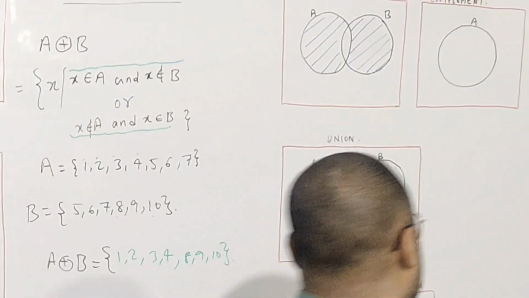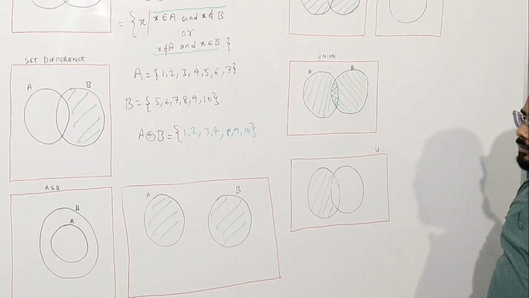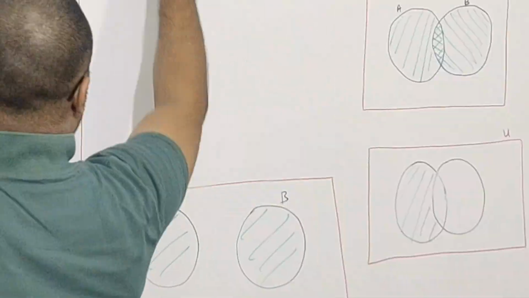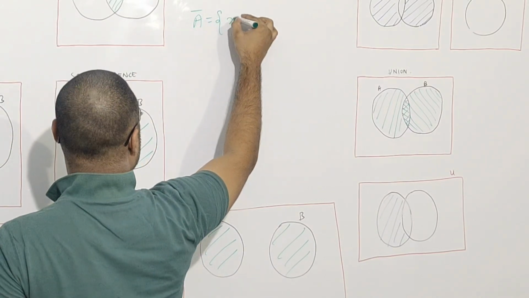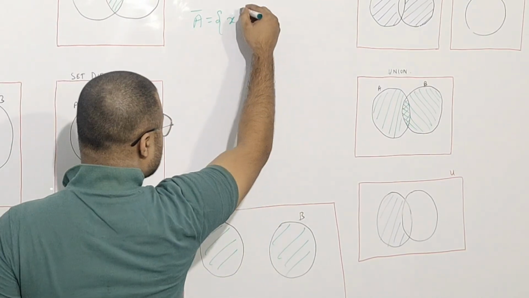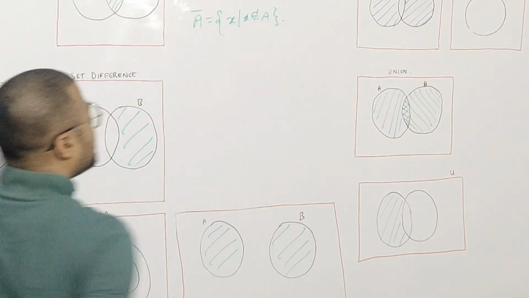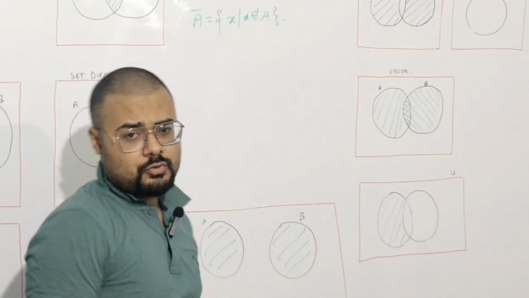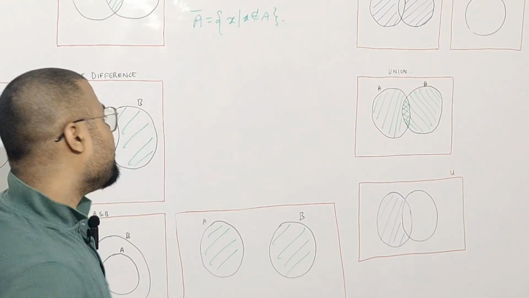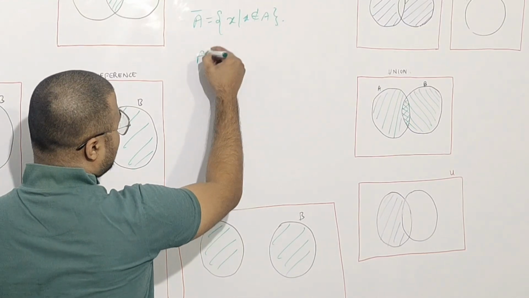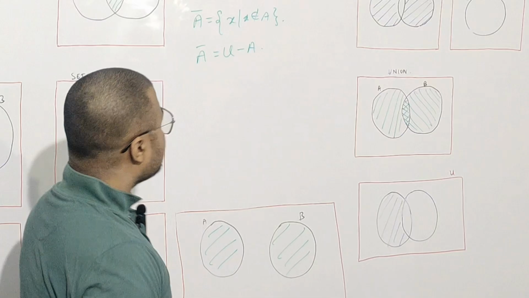The last set operation is the complement. Complement is a unary set operation. A complement is equal to all the elements X such that X does not belong to A. So clearly, what is this element then? It means that A complement is equal to universal set minus A.